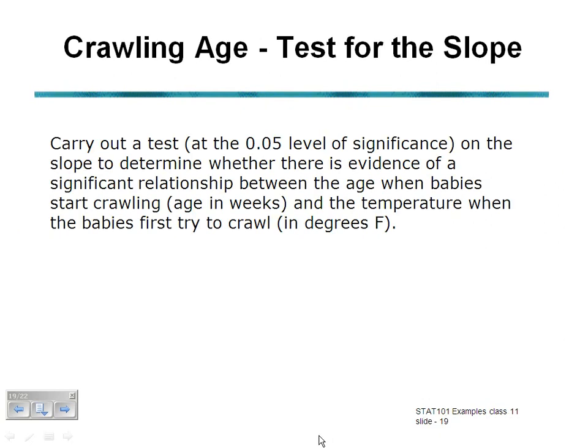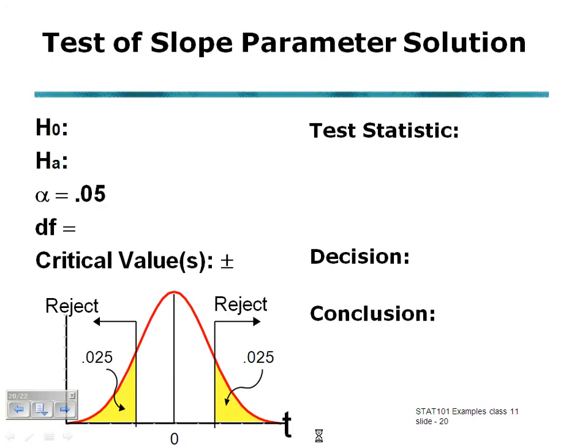Next, we want to do the test for the slope. We want to carry out a test using alpha 0.05 to determine whether there's evidence of a significant relationship between the age when babies start crawling and the temperature when they first try to crawl. Using our usual test template, this will be a test of slope. Remember, it's the slope parameter, so it's beta 1 we are testing.